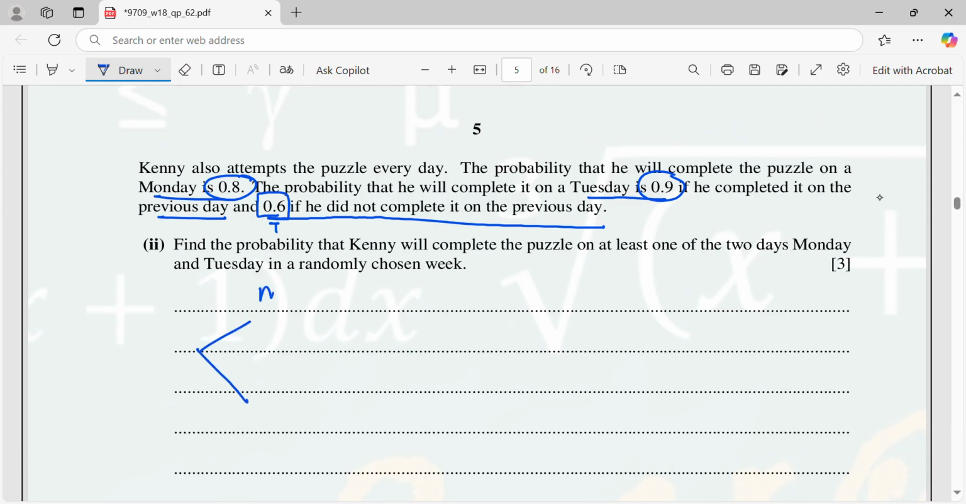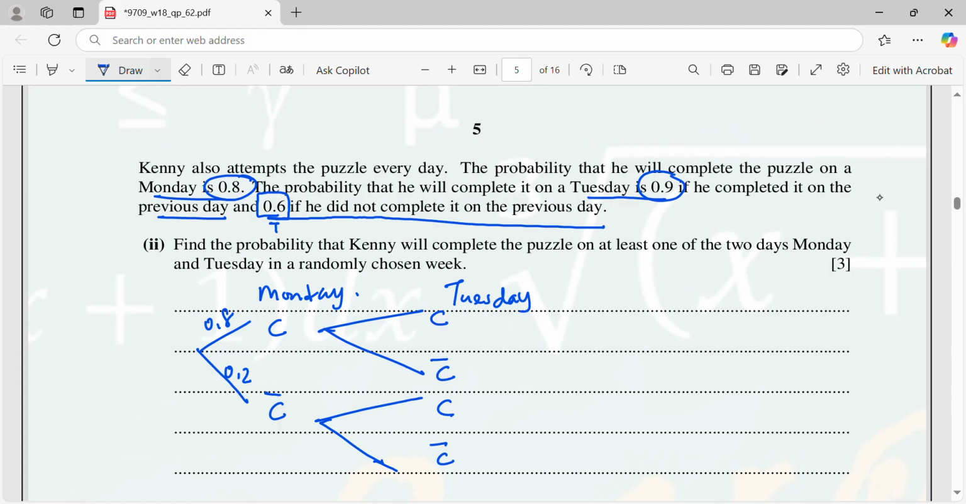This is Monday. So complete or not complete. Completing the puzzle on Monday is 0.8. So it means not complete will be 0.2, so that the total probability is 1. And then after that, for Tuesday, again it can be complete or not complete, right?